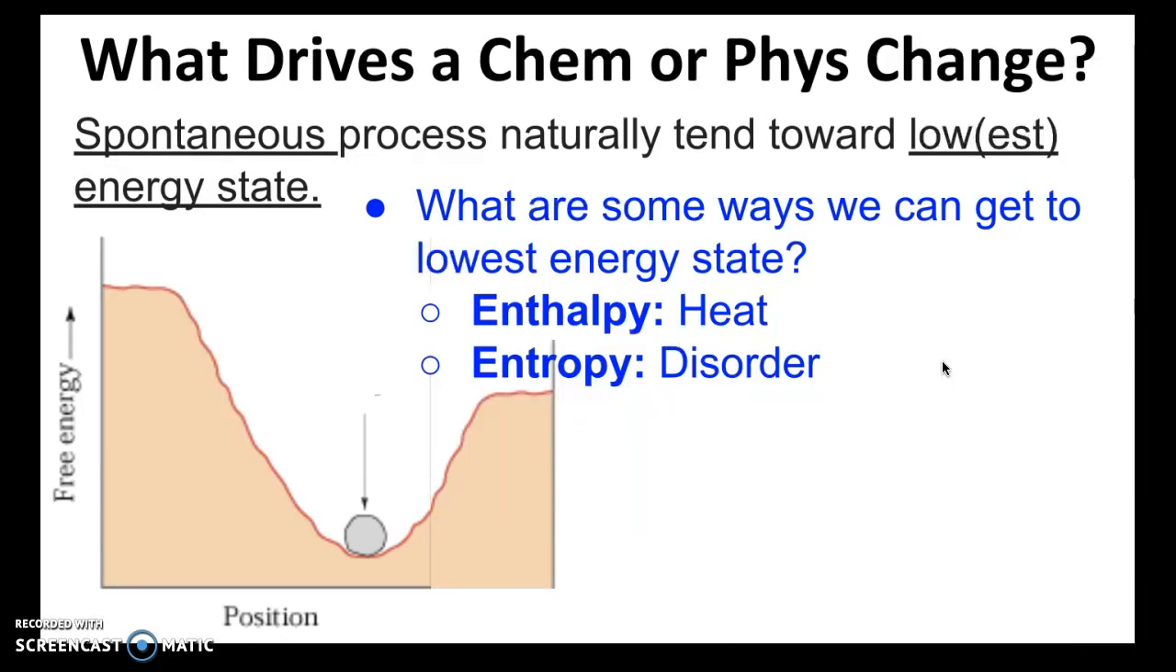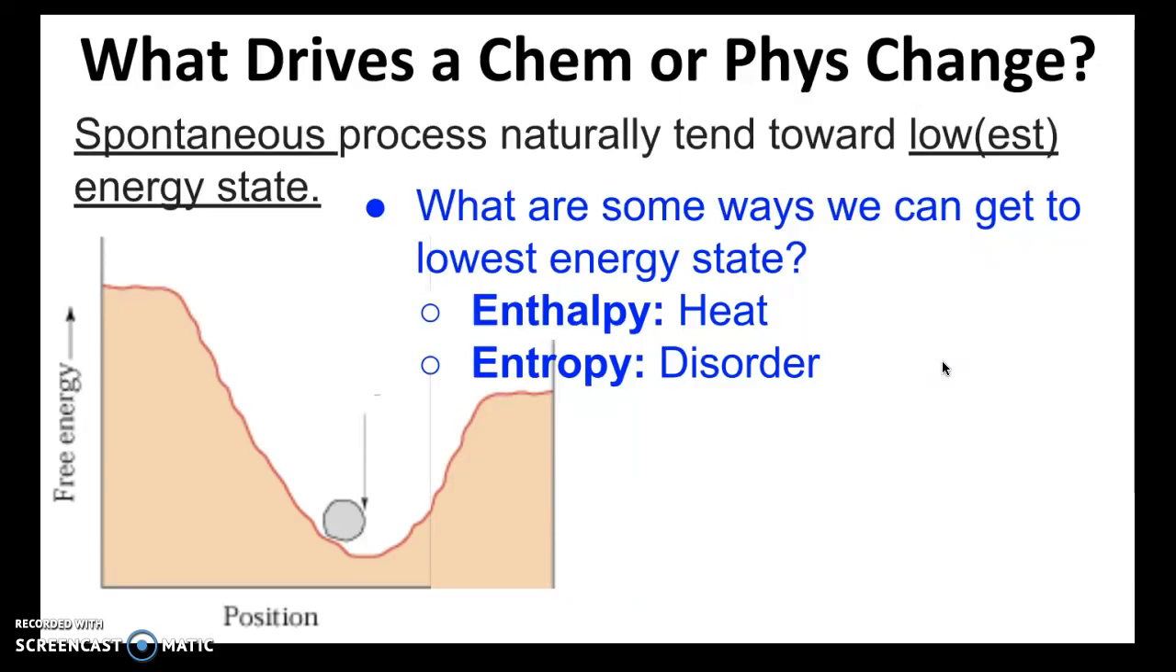So now that we know what spontaneous is, let's come back to this question. We said what drives a chemical or physical change, and essentially it's a spontaneous process that will naturally tend toward a lower energy state. That's what's really driving it, getting towards having the process be spontaneous or not. So now, what are some ways we can get into that low energy state?